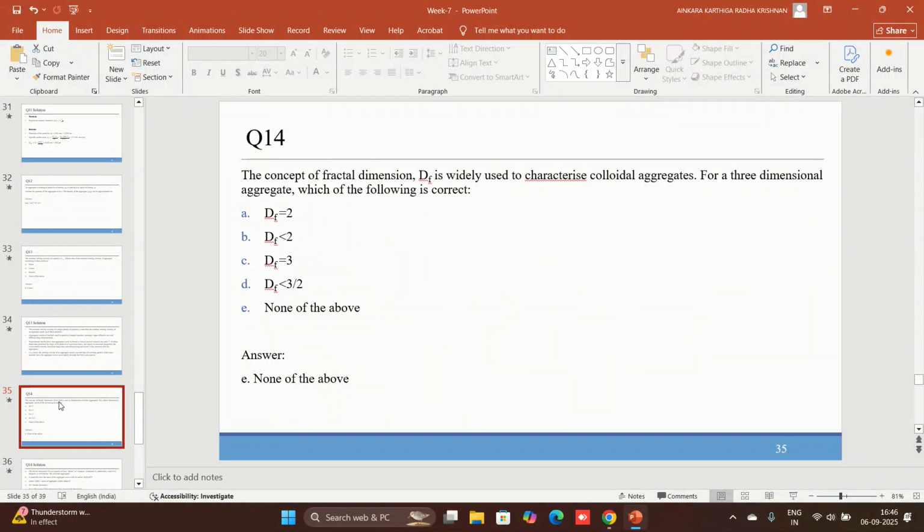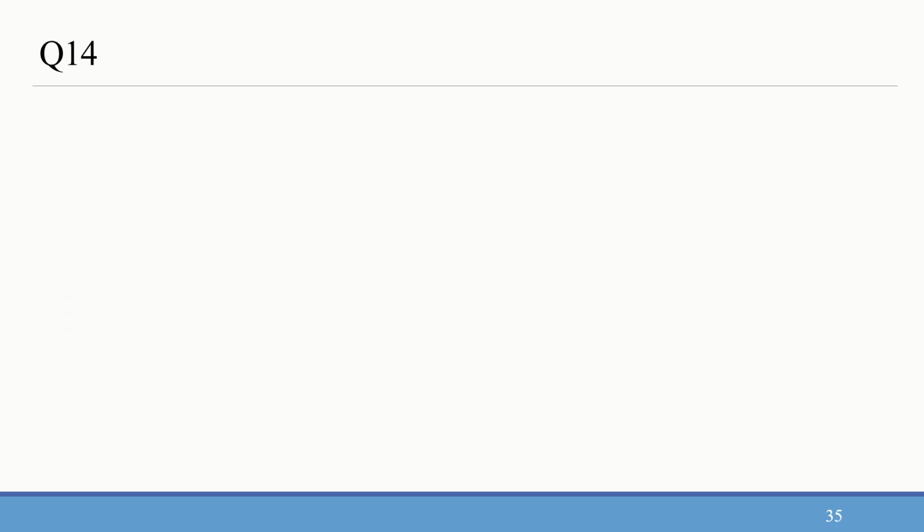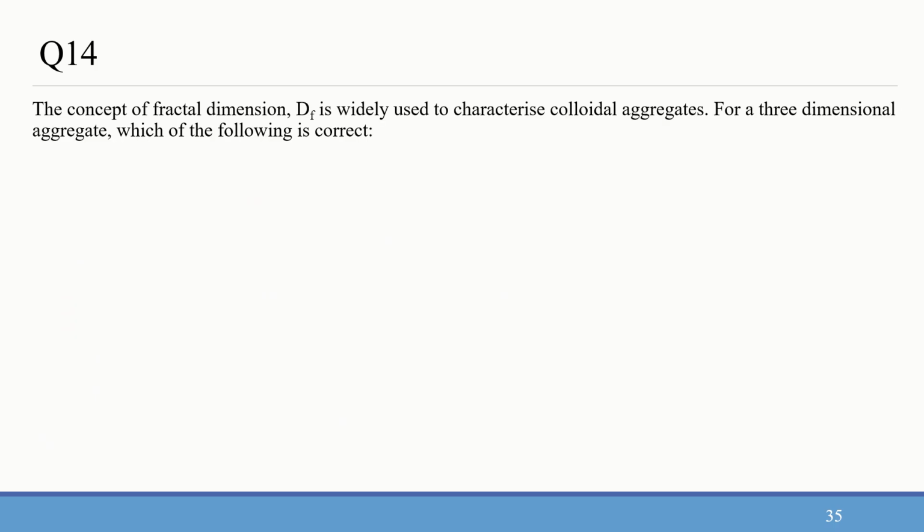Now let us go to question 14. The concept of fractal dimension is widely used to characterize colloidal aggregates. For a three-dimensional aggregate, which of the following is correct? Option A, df is equal to 2. Option B, df is less than 2. Option C, df is equal to 3. Option D, df is less than 3 by 2. Option E, none of the above.